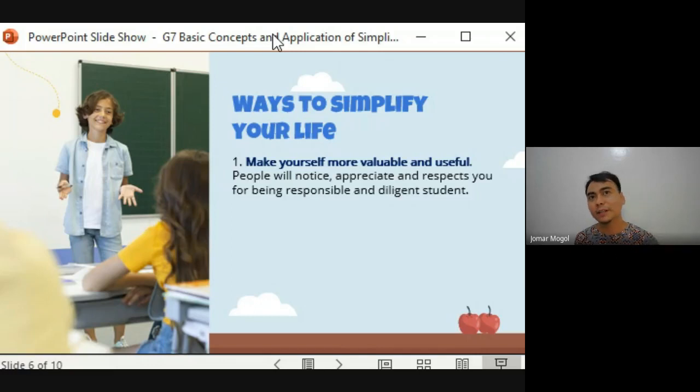It is because they make themselves useful. They make themselves useful in the way of discovering their talents or sharing their talents. Yan. In that way, we can also be responsible in our actions. Okay? That is the first step. The first way, make yourself more valuable and useful.